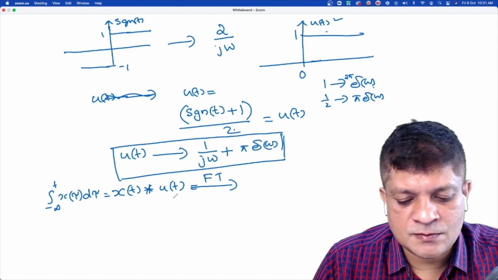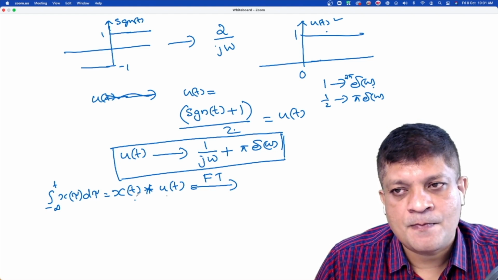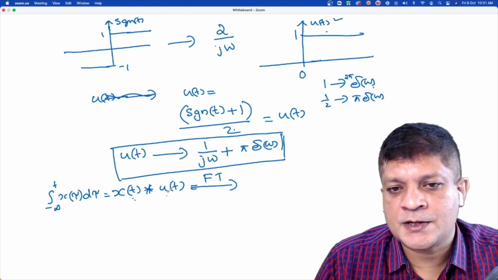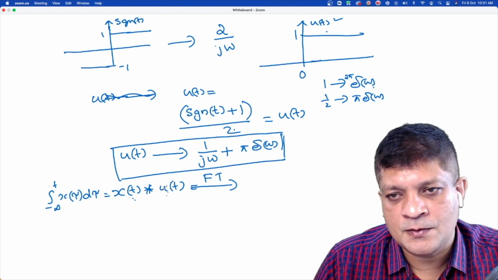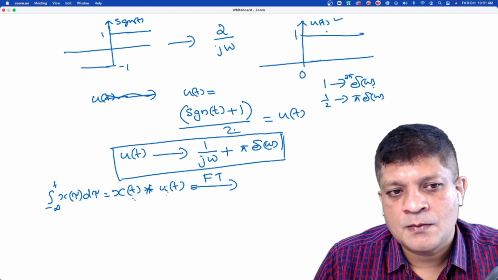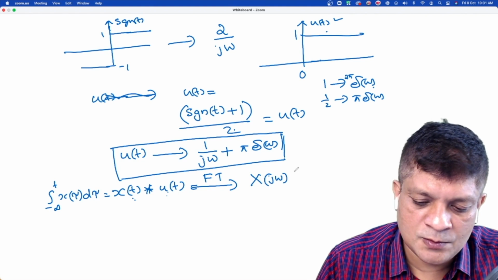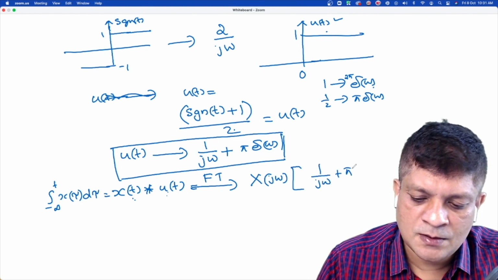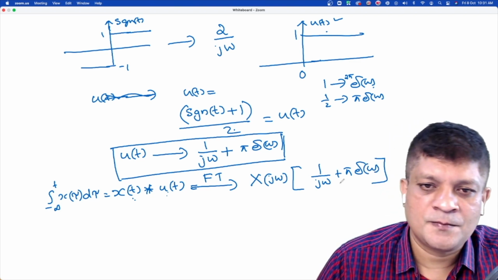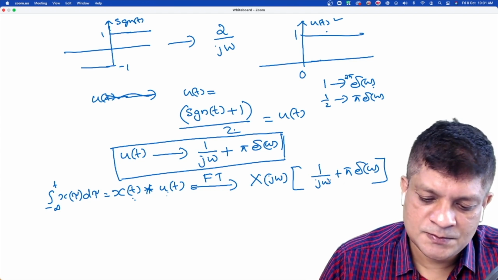What is the convolution property? Convolution of x(t) and u(t). What will happen in the frequency domain, the Fourier domain? Multiplication. So it is X(jω) into what? 1 by jω plus πδ(ω). Is it that? Can we simplify this?